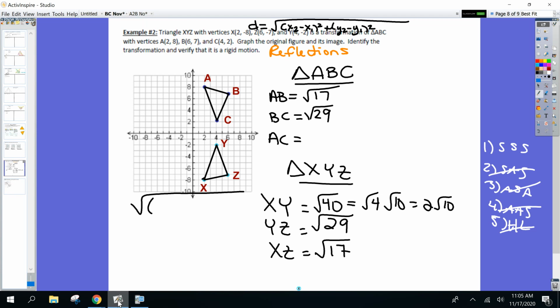Got it. Okay. And then for side AC, I got 2 radical 10. Good. All right.